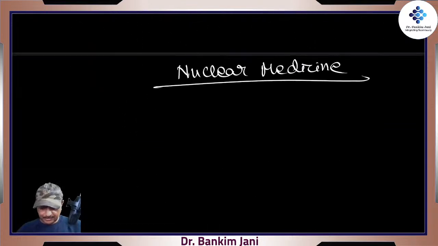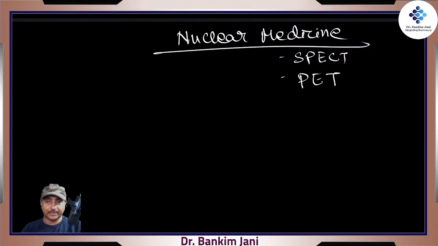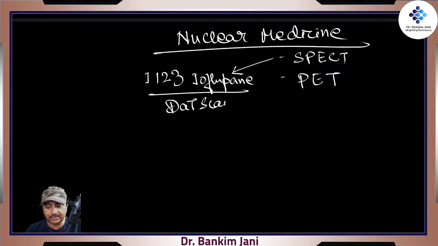Okay. So in nuclear medicine, two things: one, what is called the single photon emission computerized tomography, and the positron emission tomography. Both of them are used. In SPECT, this is what is called the I-123 ioflupane, right? The common name is the DAT scan.